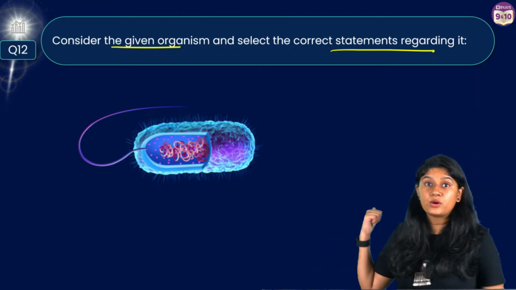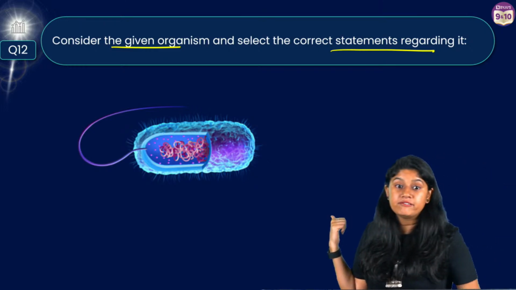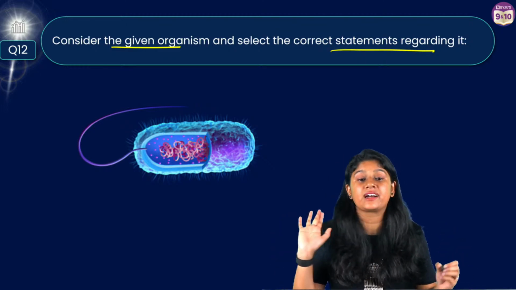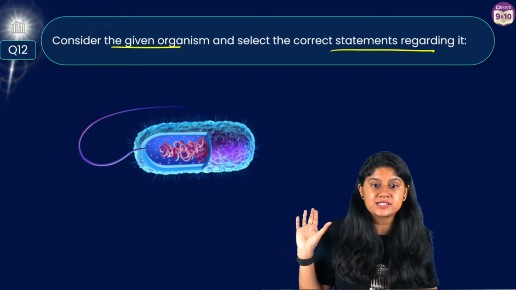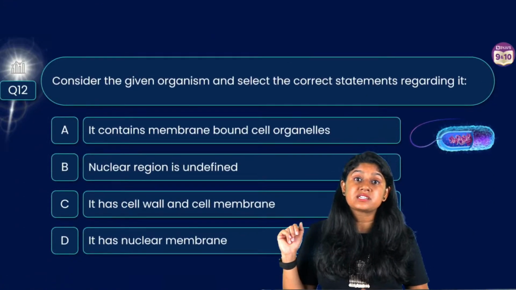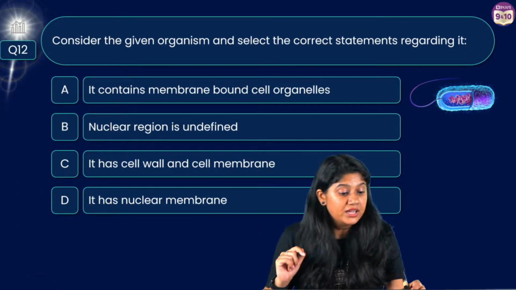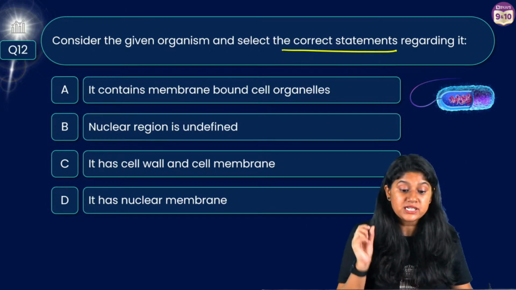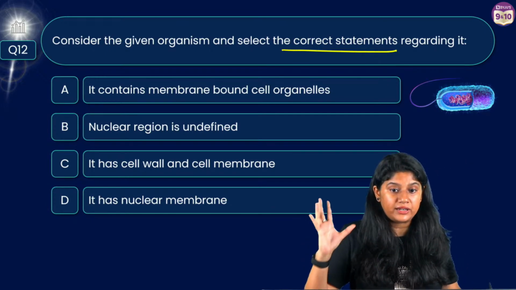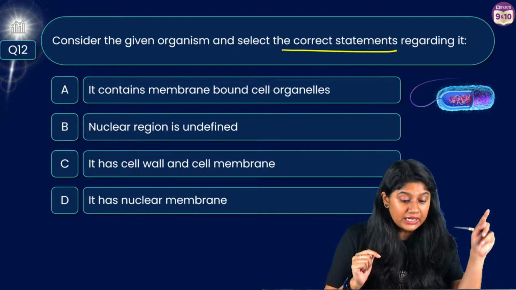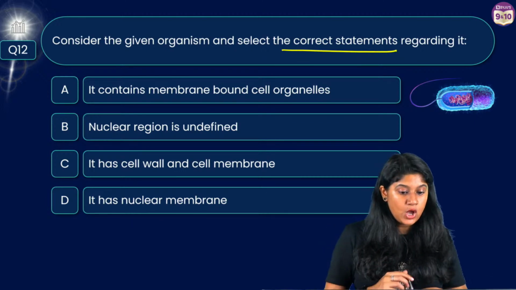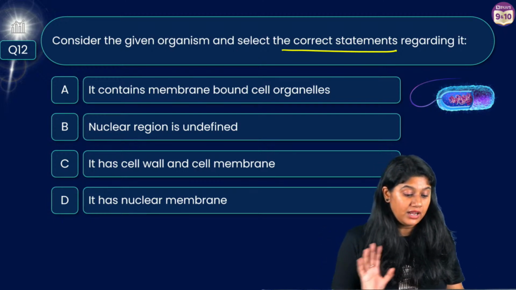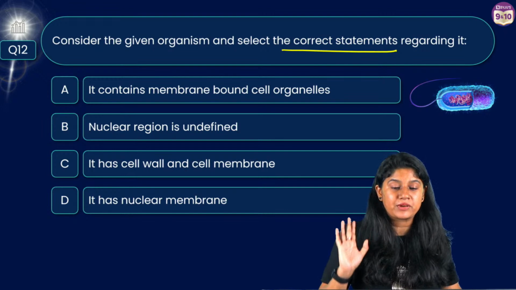Which cell do we have over here? Very good. It's a prokaryotic cell, or many of you think it's a bacterial cell. Absolutely correct. So we have identified this, right? Let's read the statements and then we have to find out the correct statement regarding it. Option A, it contains membrane-bound cell organelles. Option B, nuclear region is undefined. Option C, it has cell wall and cell membrane. And option D, it has nuclear membrane.